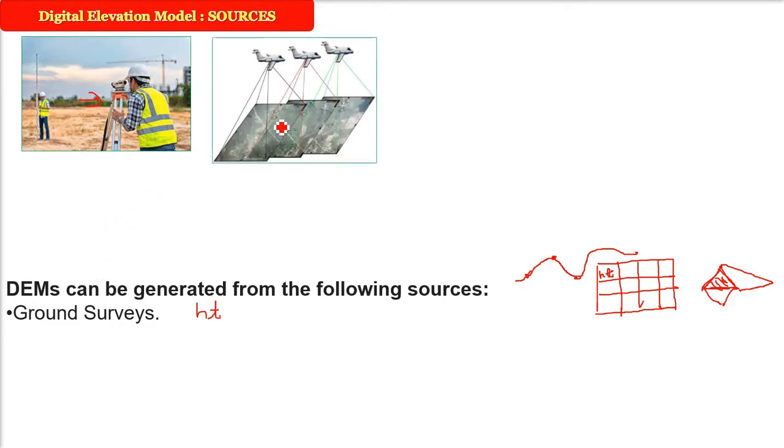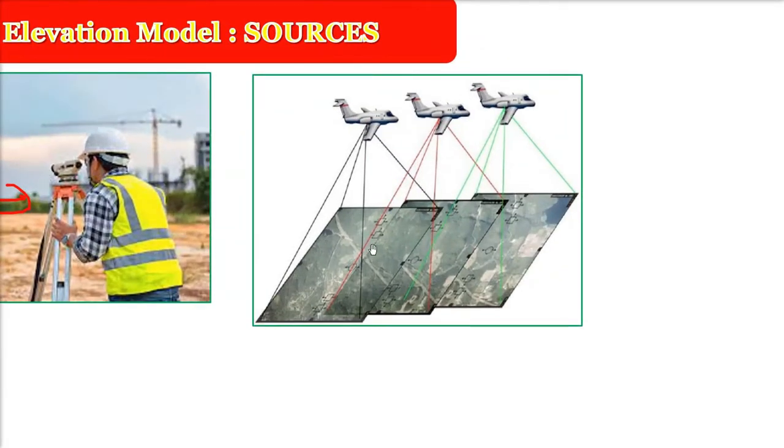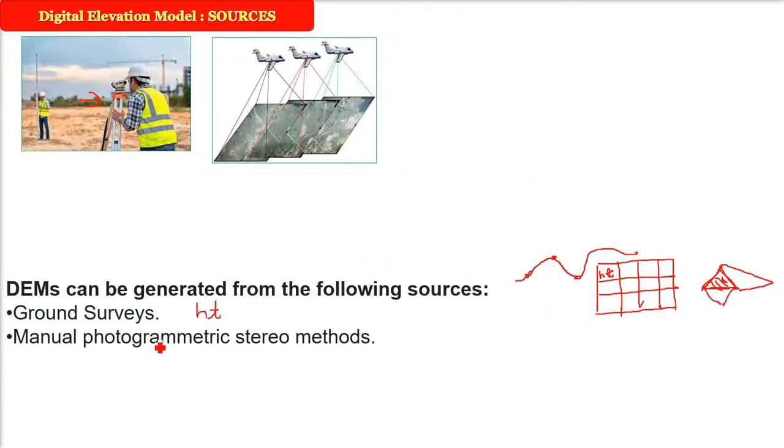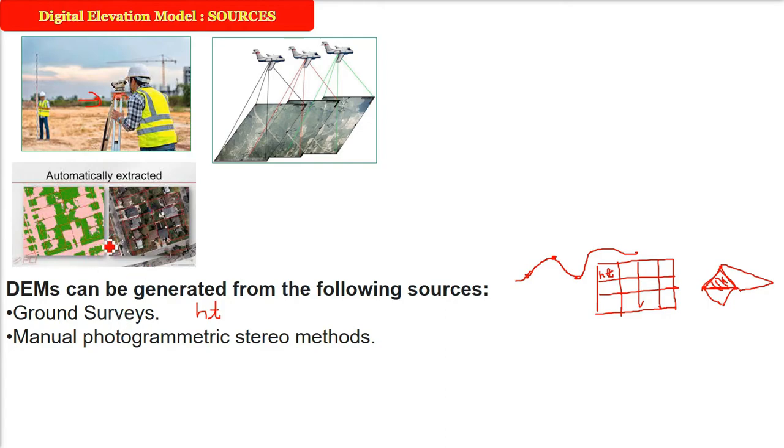The second way to get the height or elevation or DEM is the manual photogrammetric stereo method. Photogrammetry is measurement from the photo. Whenever we take aerial photography, for the same point that is common on two different images, we can find out the height difference using the parallax method.